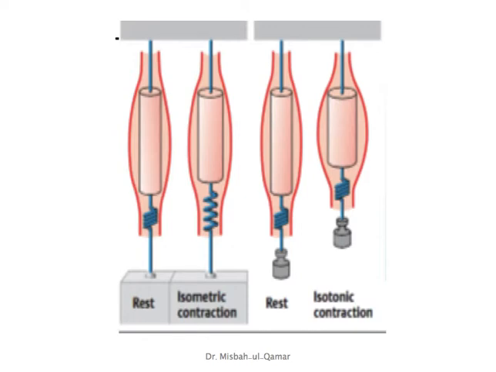Now, isometric contractions are basically important for maintaining posture and for supporting objects in a fixed position. Although isometric contractions do not result in body movements, energy is still expended.